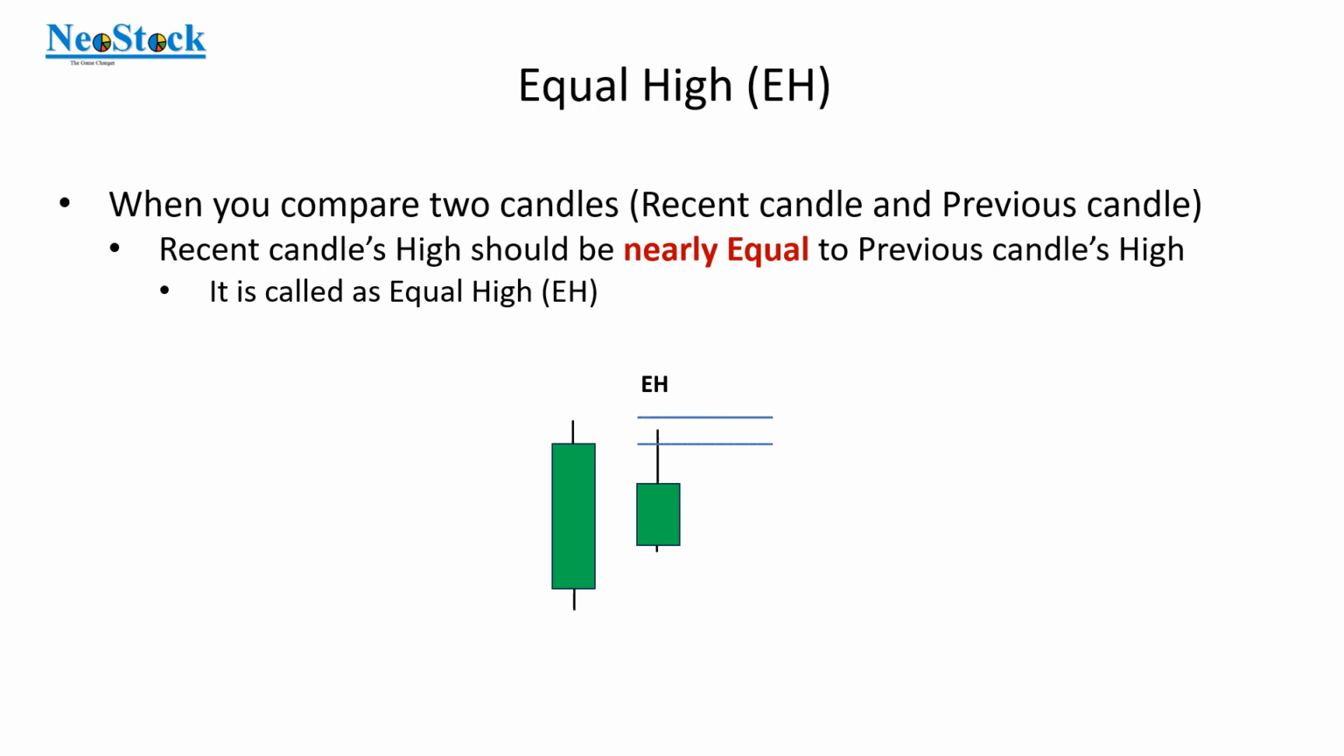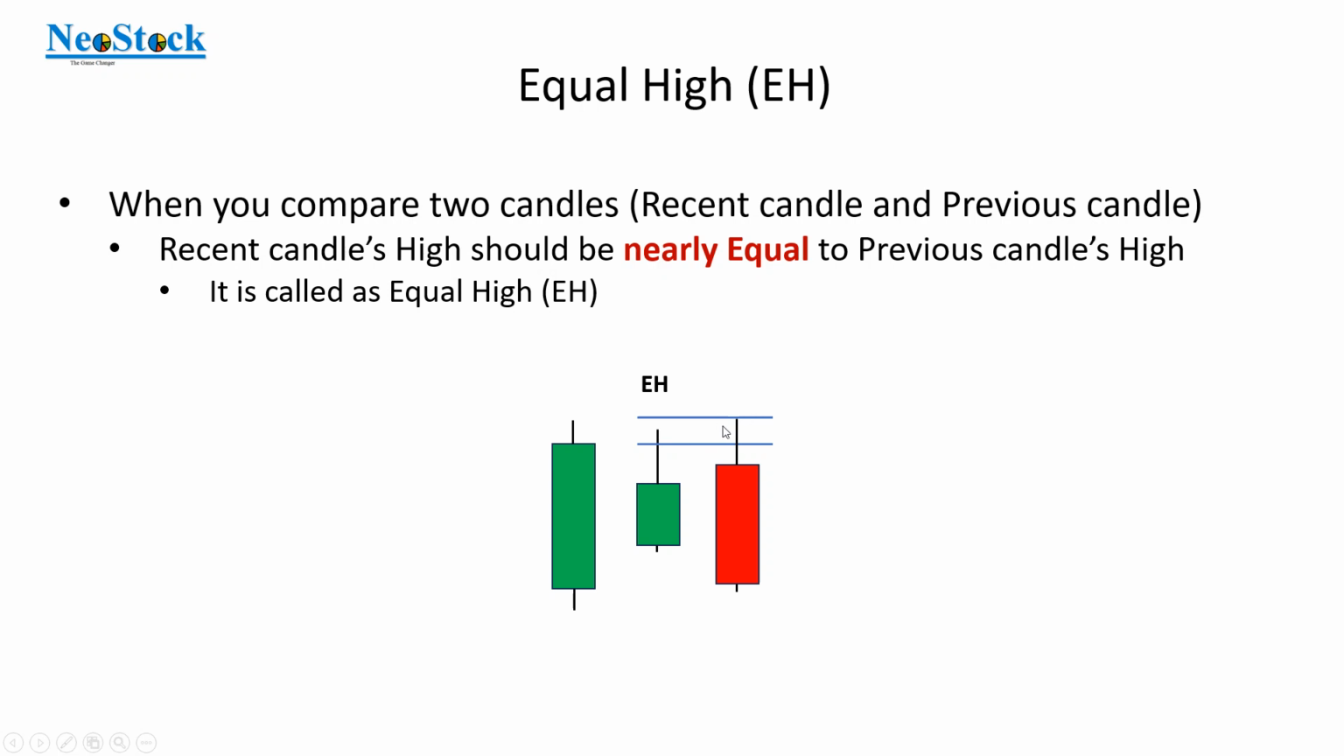Similarly, compare this candle and the next candle. This next candle is the recent candle and this is the previous candle. Compare the high of the previous candle and the high of the present candle. It looks like a higher high, right? But is this a huge or considerable difference, or a very narrow difference? It is a very narrow difference.